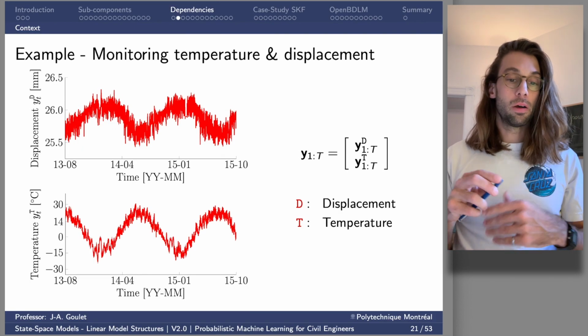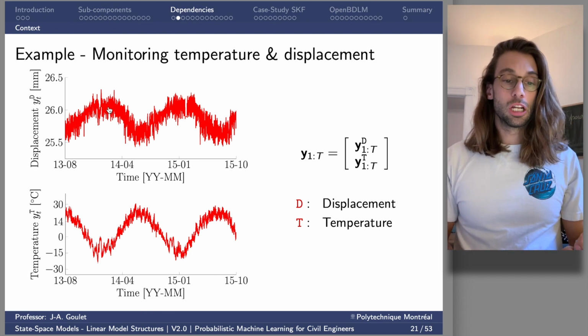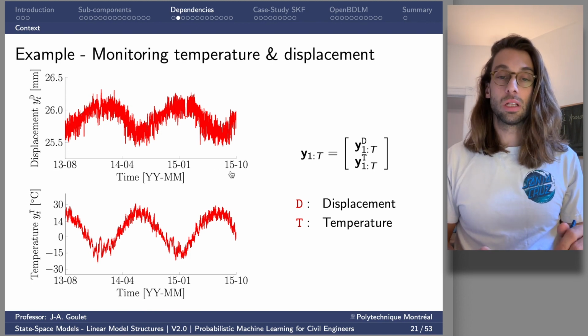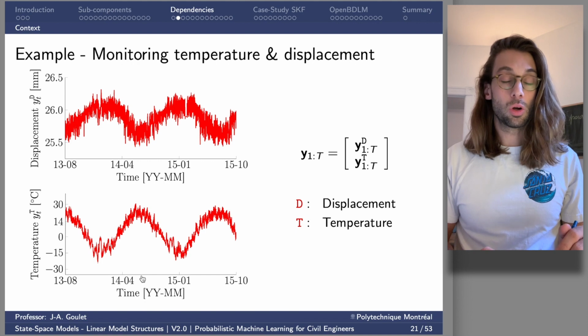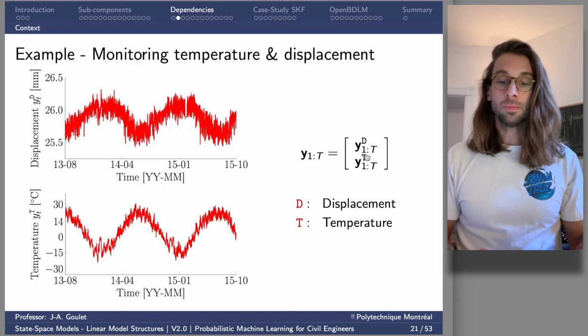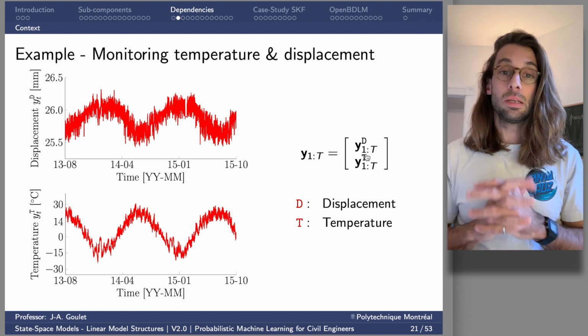Okay, so here's the example. These are 2 real time series. The top time series is going to be the displacement of a structure over time, okay, from 2013 till 2015. The second time series is going to be the temperature recorded from 2013 till 2015. So here we have two time series, where the first one has a superscript D for displacement, and the second one has superscript T for temperature. And one first thing we can see is that there's clearly dependency between these two time series.